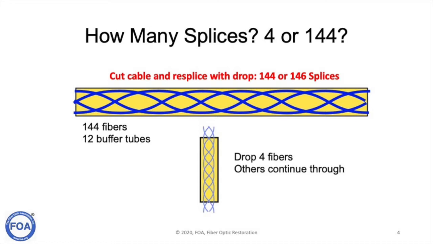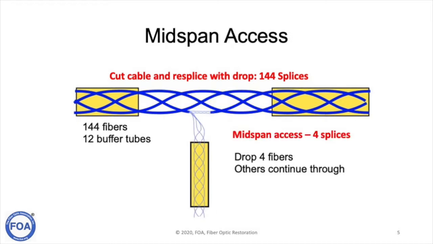It's called midspan access or midspan entry of the backbone cable. The network architecture will determine exactly how those drop fibers are connected. If you're running a centralized network, all 4 fibers may need to connect up to 4 fibers coming from the central office or the head end. If you're running a ring network, it may only be 2 fibers that need to be connected to the CO or head end, and the other 2 fibers continue along the cable for the ring architecture.